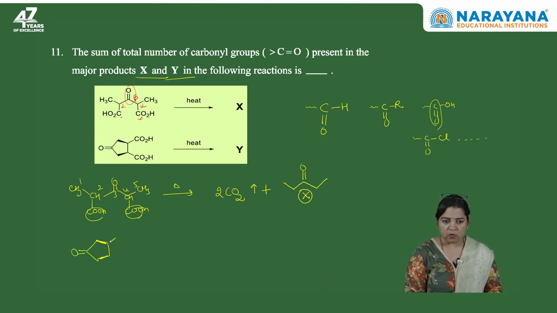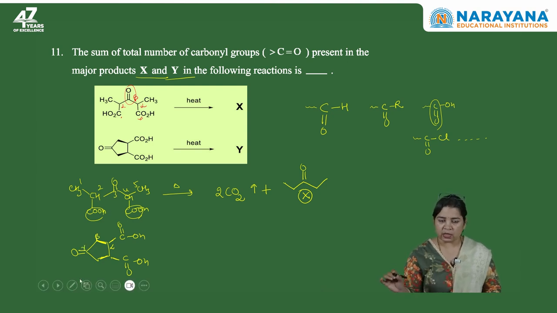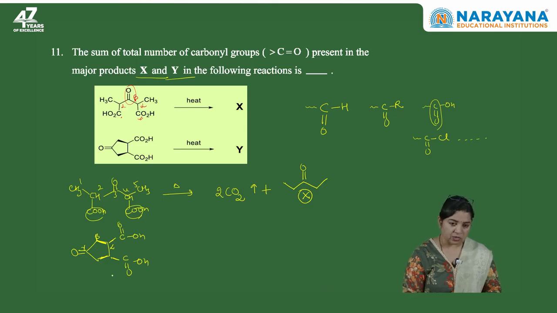cyclopentanone 1, 2 dicarboxylic acid. Now see, this is not a beta keto acid positioning, right? For this acid, this is alpha, this is beta, now this is gamma. So the beta keto acid heating thing is not applicable here. Now what is this relative positioning? See 1, 2, 3 and this is fourth, right? 1, 2, 3, 4, succinic acid type.